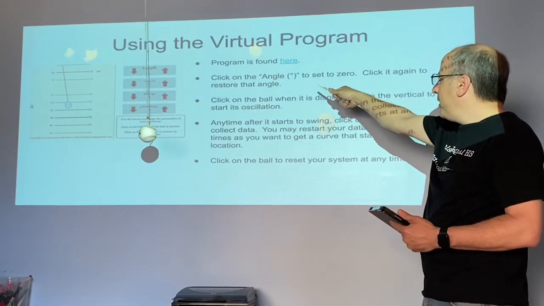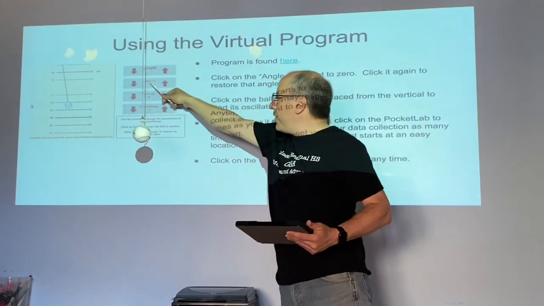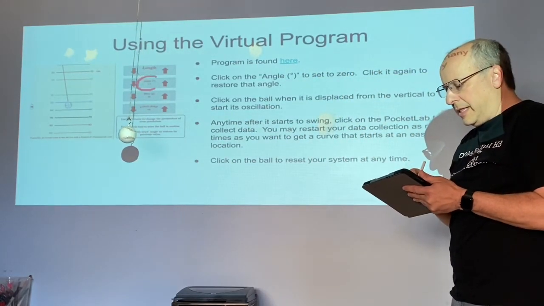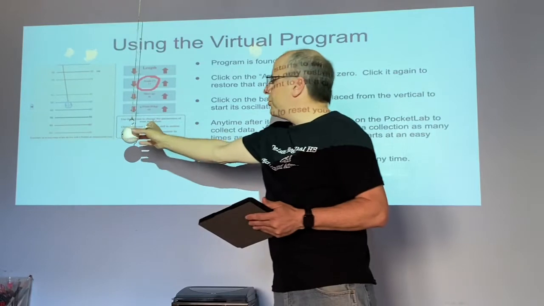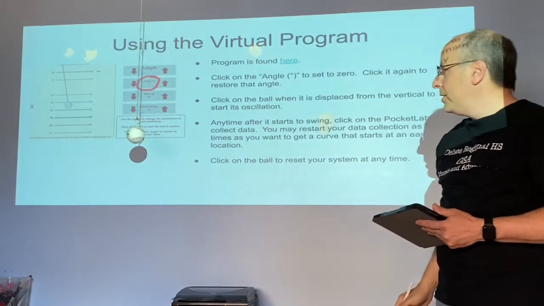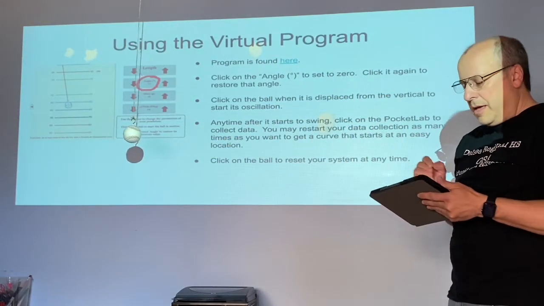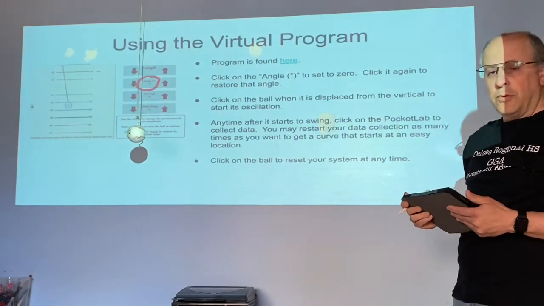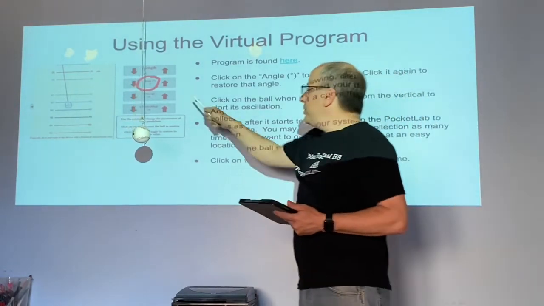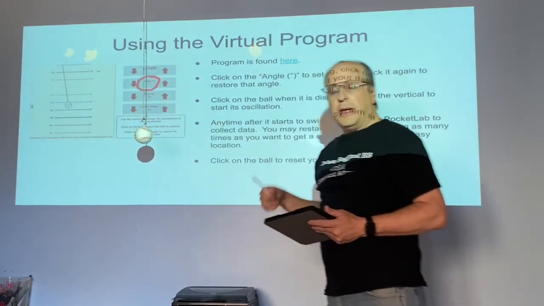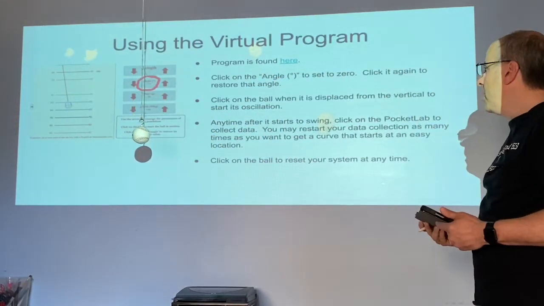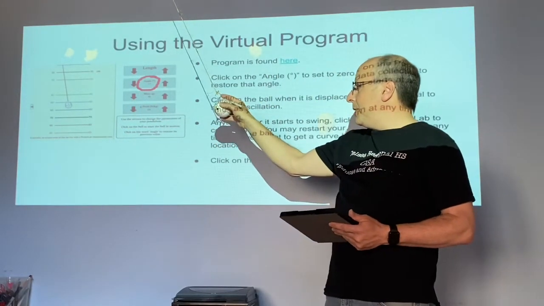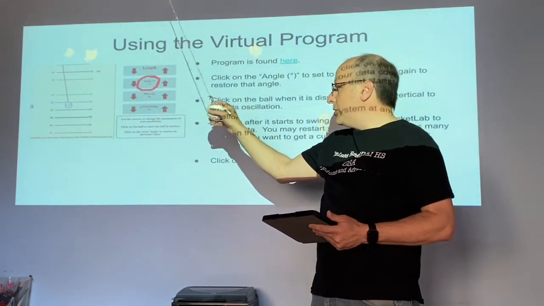Click on the thing that says angle degrees, that's right here. When you click on that, that will set the angle to 0, so it hangs straight down so that you could measure the length. If you click that same spot again, it will restore the angle to what it was before. If you want to literally change the angle, use the arrows to make it bigger or smaller. Okay, click on the ball, not when it's hanging straight down, but when it's displaced, and that will make the ball start to swing.